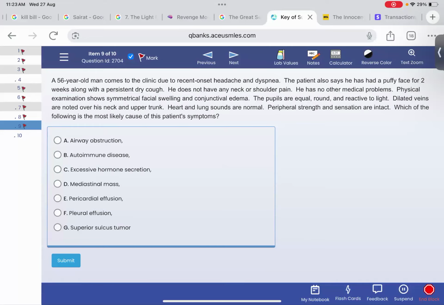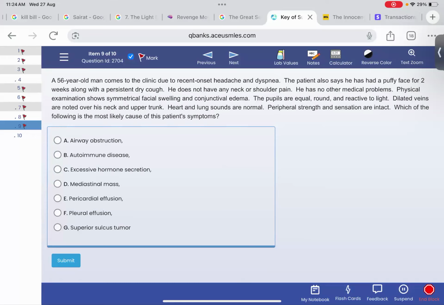The question also rules out everything, the Horner syndrome too, because the pupils are fine and there is no loss of sensation, right? So it means that the superior sulcus tumor is excluded as well. Yeah, so we have got the point.